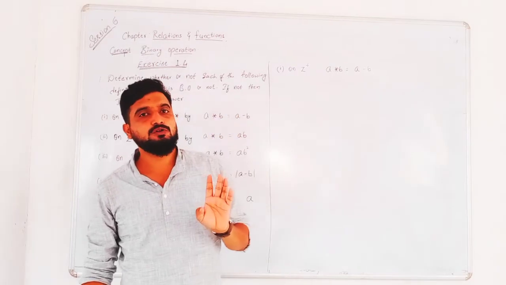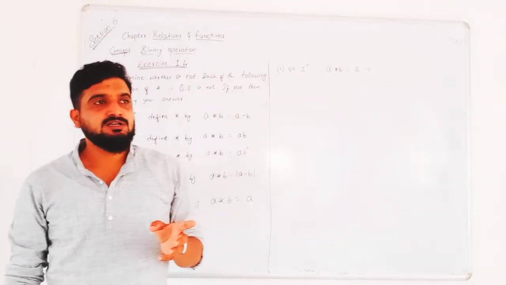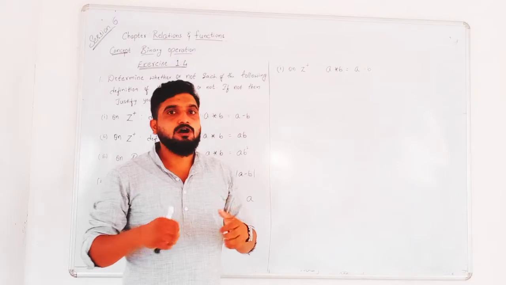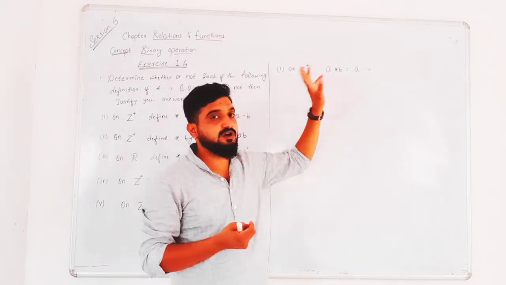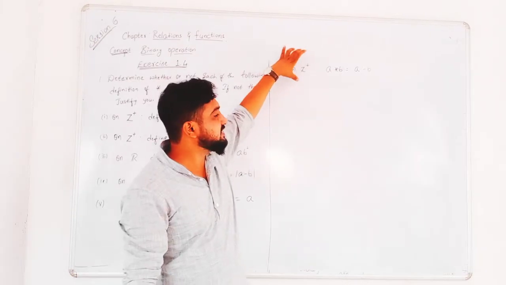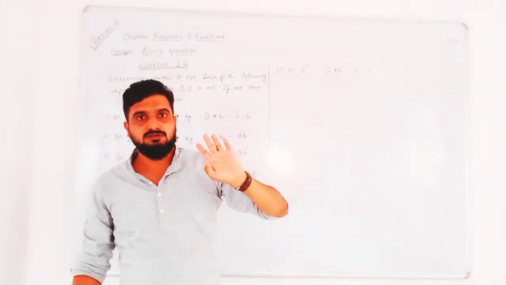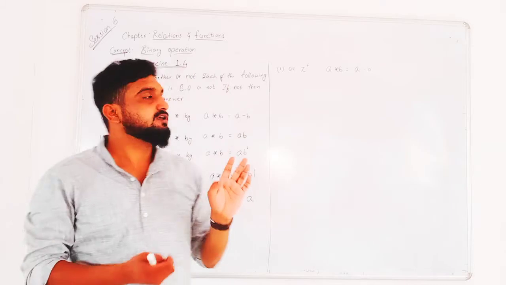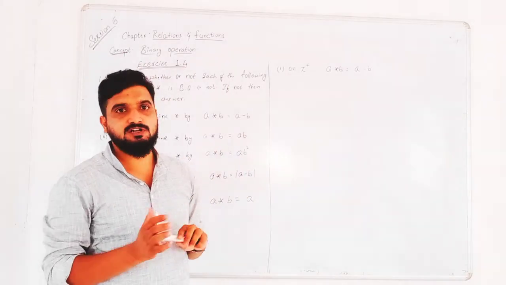So I already told you that to be a binary operation, the resultant answer upon operating the binary operator should also lie in the defined set. Then the given star can be said to be a binary operation.